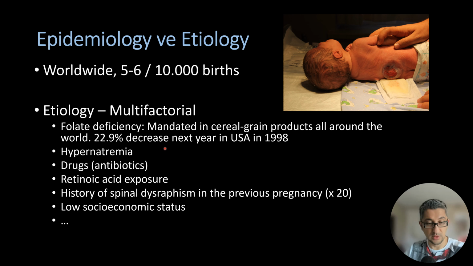Hypernatremia is one of the etiologies. Others are drugs, antibiotic use, retinoic acid exposure, and history of spinal dysraphism in a previous pregnancy, which increases the risk 20-fold. And low socioeconomic status.